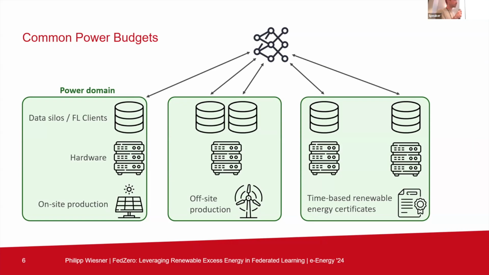So maybe they have a certain budget of renewable energy that they bought for a certain time and certain location, and we have multiple clients that compete for this energy. So during client selection, we maybe want to take care that we spread out the client selection across different power domains, because otherwise they might slow each other down.